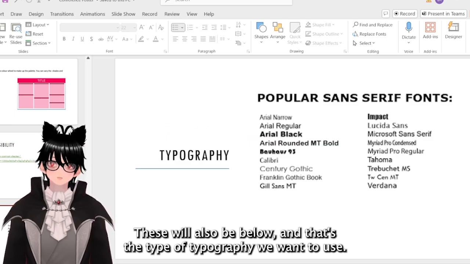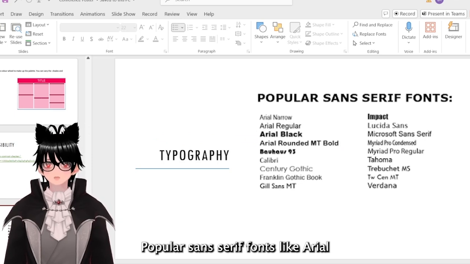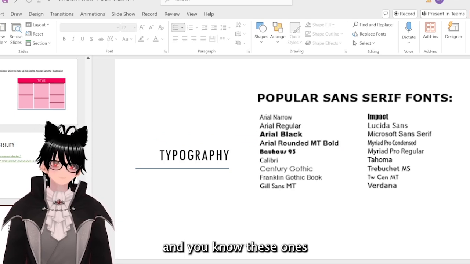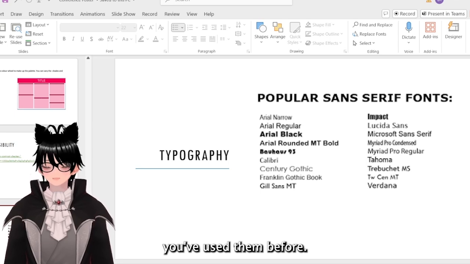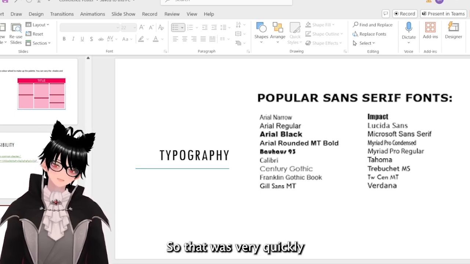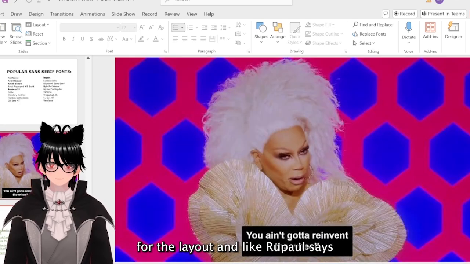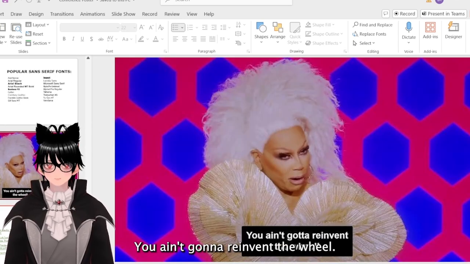And lastly, typography. We want to use popular sans serif fonts like Arial. You know these ones. You've used them before. So that was very quickly through the layout. And like RuPaul says, you ain't gotta reinvent the wheel.